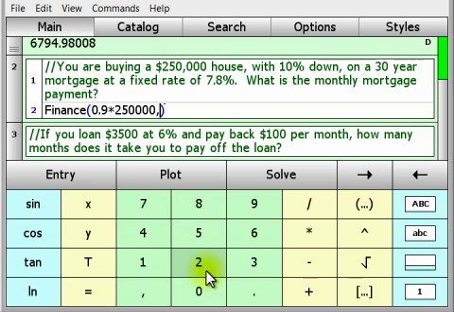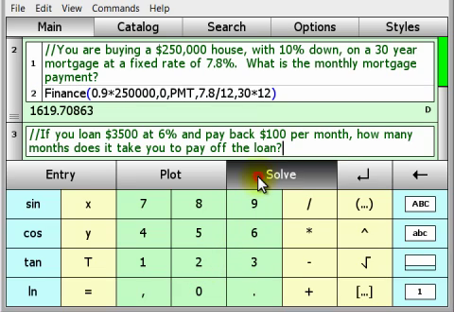The future value of the loan is 0 because we intend on paying it off. The payment is something we do not know, and that's what we're solving for. The interest rate is 7.8% compounded monthly, so 7.8 divided by 12 for the interest per period. And then this is occurring for 30 years, making 12 payments a year. Once you have everything filled in, go ahead and hit the solve button. And this tells you that your monthly mortgage payment is $1,619.71.